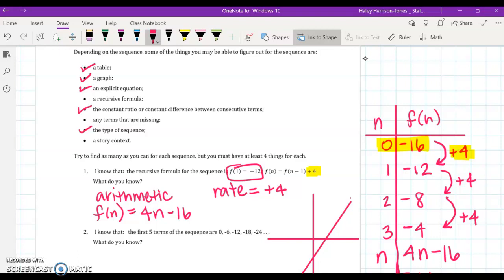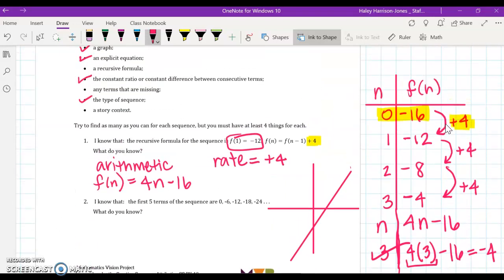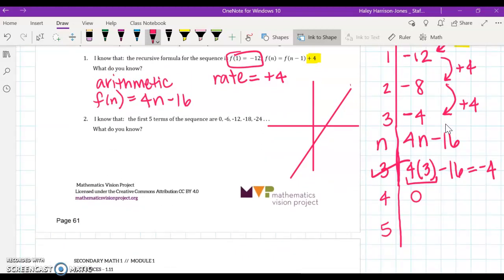I already had a recursive formula written, so I don't need to write that. I could continue my table to get some more missing terms. I could do 4, 5. I could do that indefinitely. It would be 0, positive 4, positive 8.